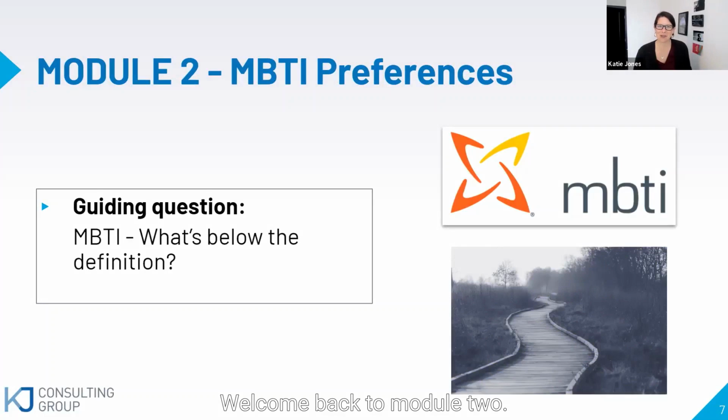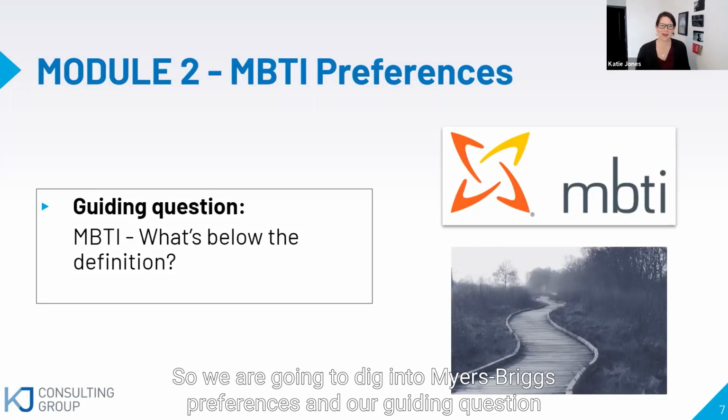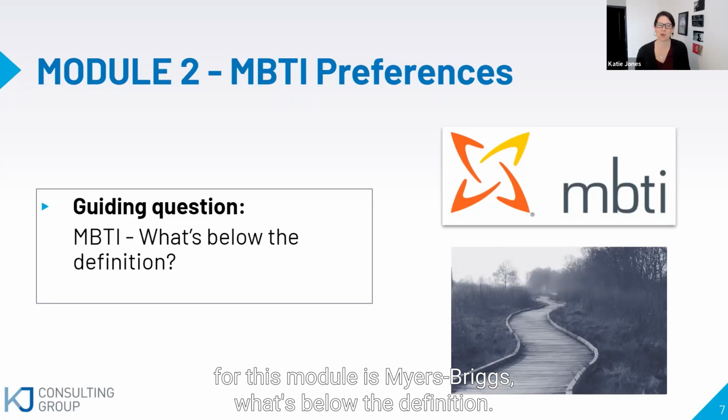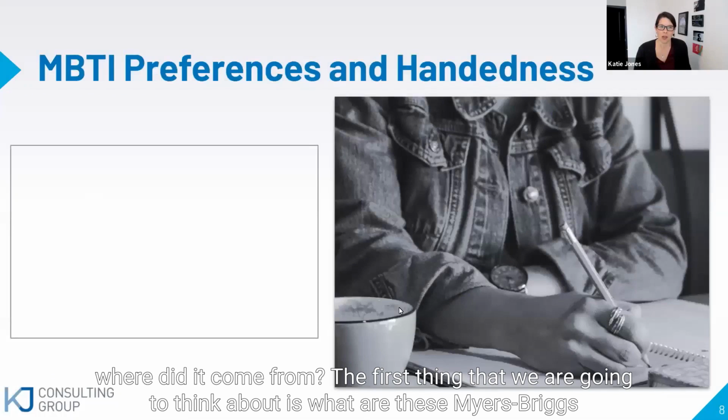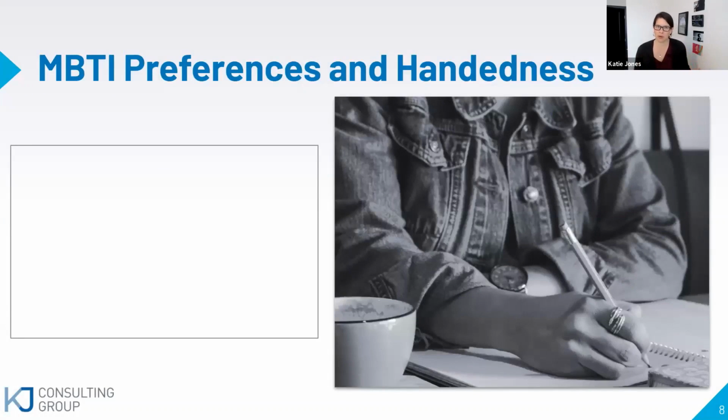Welcome back to Module 2. So we are going to dig into Myers-Briggs preferences, and our guiding question for this module is: Myers-Briggs, what's below the definition? So we'll dig into what is the Myers-Briggs overview, where did it come from? The first thing that we are going to think about is, what are these Myers-Briggs preferences about?